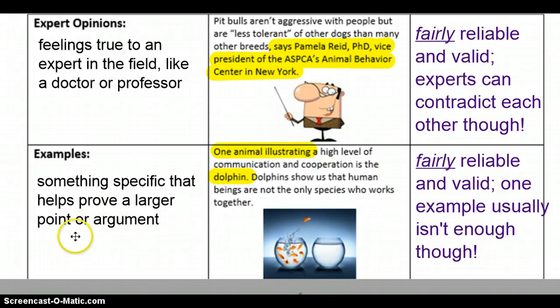Examples. Examples are something specific that helps prove a larger point or argument. So let's say I'm trying to prove that animals are cooperative, just like human beings. Here's my example: one animal illustrating a high level of communication and cooperation is the dolphin. Dolphins show us that human beings are not the only species who works together. Now, these are also fairly reliable and valid, but realize that one example usually isn't enough. Good writers include many examples to prove their point, not just one.